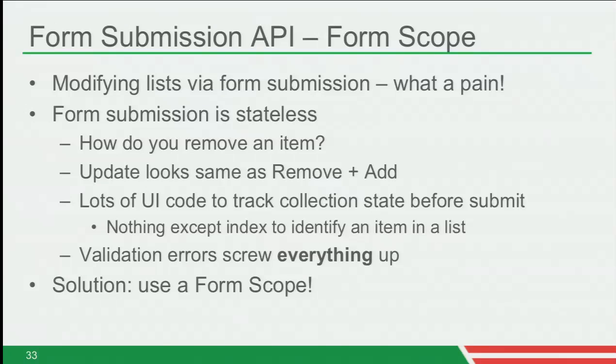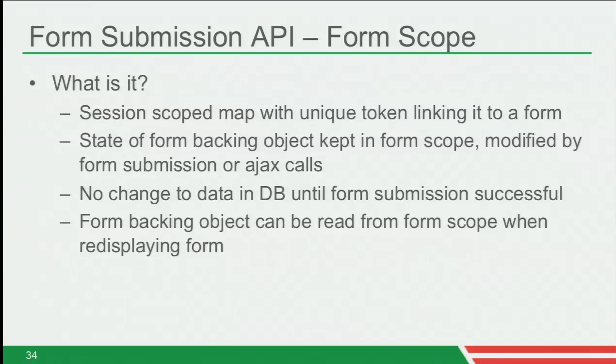So we wanted a way. We wanted to do this, and we wanted to do it right with a minimum amount of headache and hassle for the UI. And the answer that we came up with was using a form scope. And so a form scope, in our parlance, is simply a session-scoped map where we're able to store information about a single form, not a single type of form, but a very specific form in the session, linking it to that form using a unique token, basically a UUID.